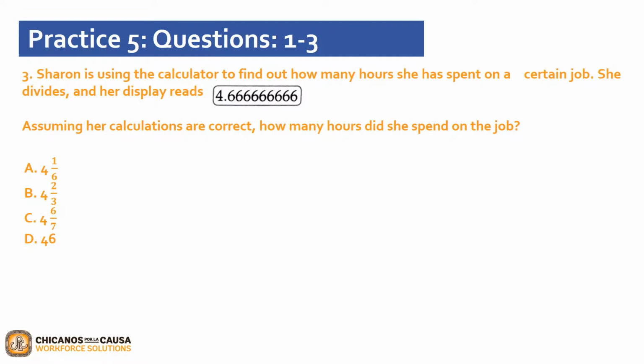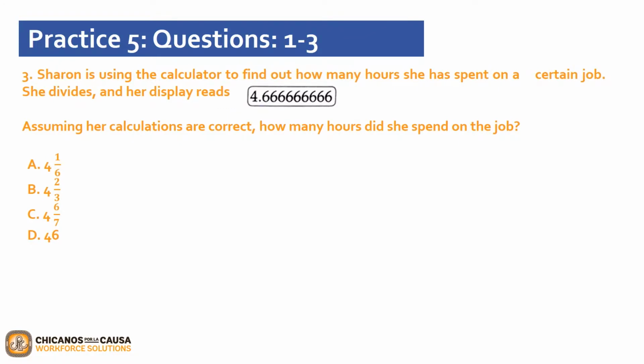So of course we have the same process. Go ahead and pause the video and try to complete question 3 on your own. Once you're ready to review it together, go ahead and click play. So let's read the problem together. Sharon is using the calculator to find out how many hours she has spent on a certain job. She divides and her display reads as 4.6666 and so forth. Assuming her calculations are correct, how many hours did she spend on the job?